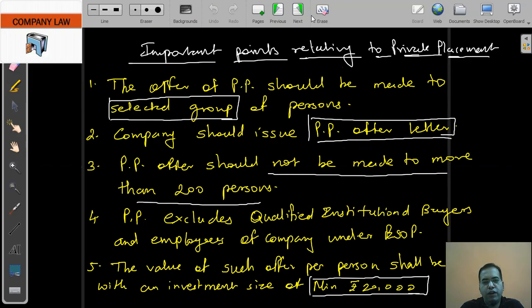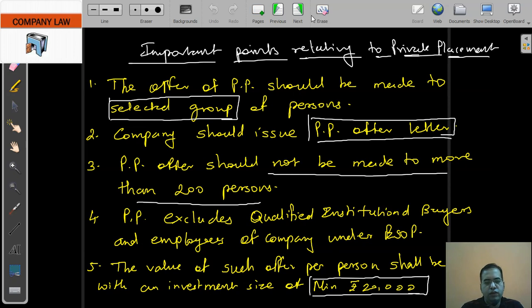So if we need to understand the important points relating to private placement, it should be made to a selected group of persons through a private placement offer letter. It should not be made to more than 200 persons.